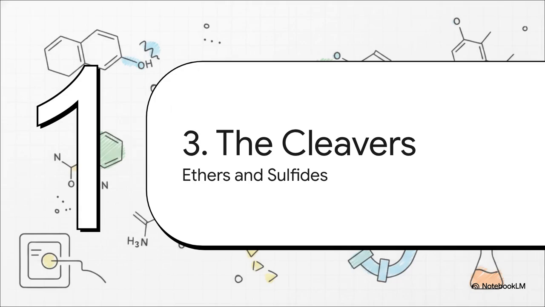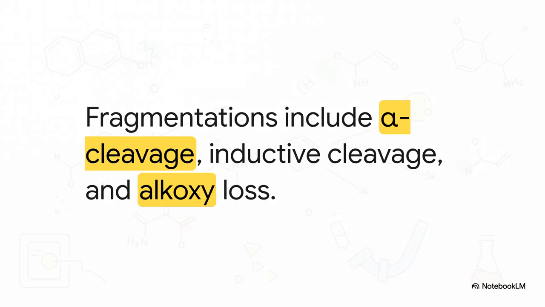Okay, Section 3, the cleavers, ethers and sulfides. Our cleavers feature aliphatic ethers and thioethers. Much like alcohols, aliphatic ethers typically show pretty weak molecular ion peaks, but the upside is they undergo very predictable, aggressive splits that actually make them a joy to identify. Ethers are going to aggressively undergo alpha cleavage to lose an alkyl radical, or they'll use inductive cleavage to just snap off an alkoxy group entirely.